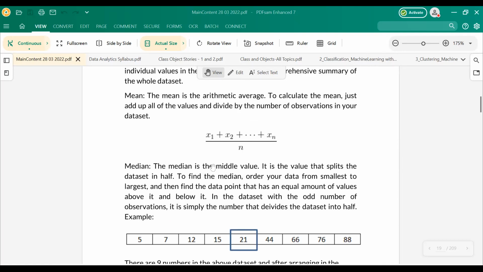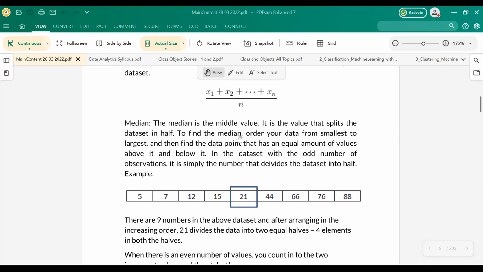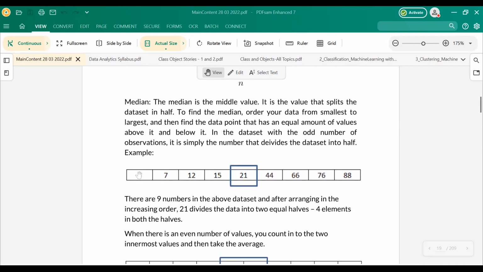What is median? Median is the middle value. To find the median, you have to split the data. Before splitting, you have to arrange the data in either increasing or decreasing order. We prefer increasing, but even decreasing order will give you the same result. So you arrange the data in increasing order, and then you find the mid value which is exactly at the middle. If you have an odd number of values, here you have 9 numbers, it is easy. The fifth number is the mid value. The fifth value divides it into two data sets: 4 values on the left, 4 on the right.